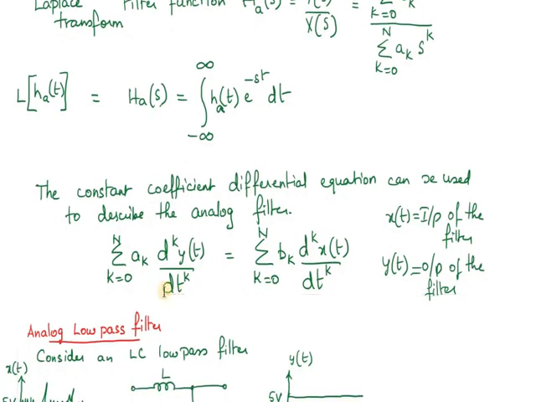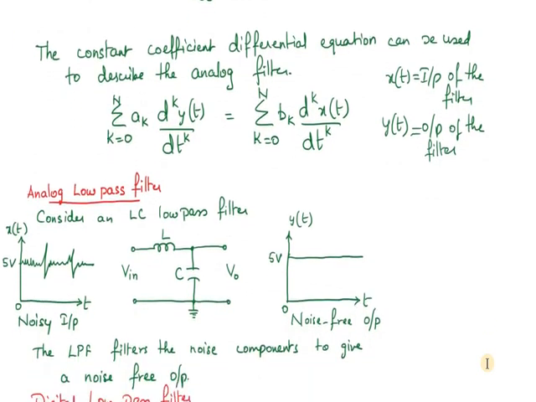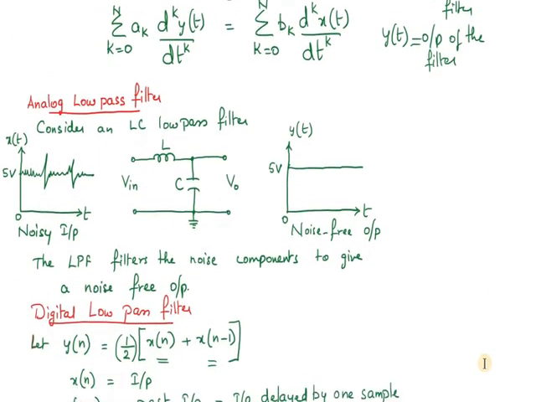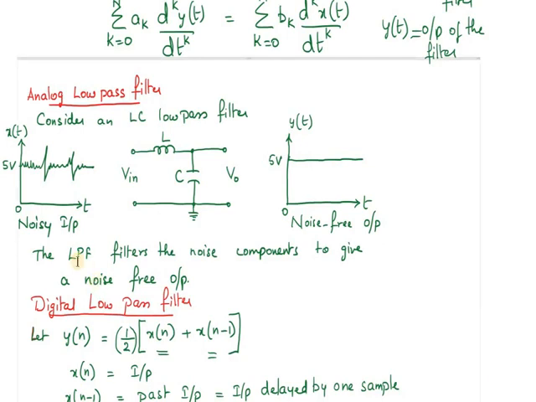So this is the equation: summation k equal to 0 to n ak d to the power of k y of t by dt to the power of k is also equal to summation k equal to 0 to n bk d to the power of k x of t by dt to the power of k. So here x of t is the input of the filter and y of t is the output of the filter. Next, we will see one example of an analog low pass filter and a digital low pass filter.